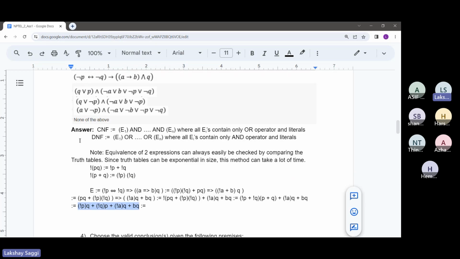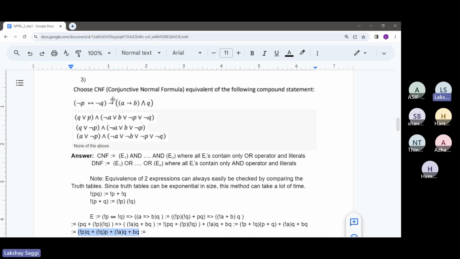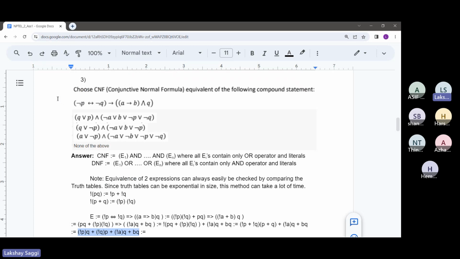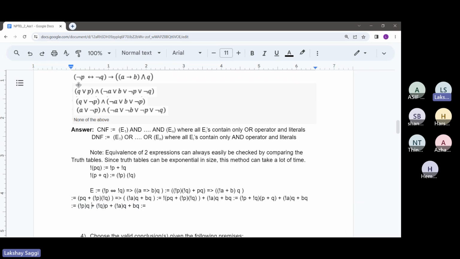Like we could have directly checked whether option A is equivalent to the initial expression, option B is equivalent to the initial expression, option C is equivalent to the initial expression. But the initial expression has these implications and double implications, so it becomes a bit complicated. That's why I first like to resolve the initial expression into a somewhat simpler expression, and then I'll just try to see whether option A is equivalent to this expression, then option B, and option C.